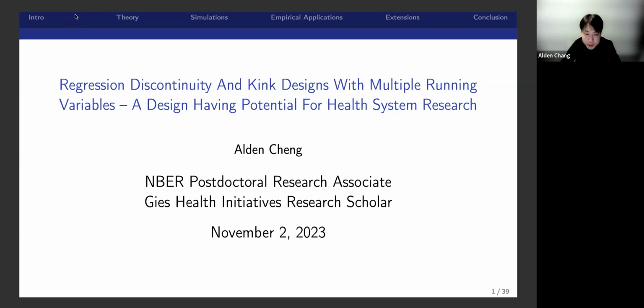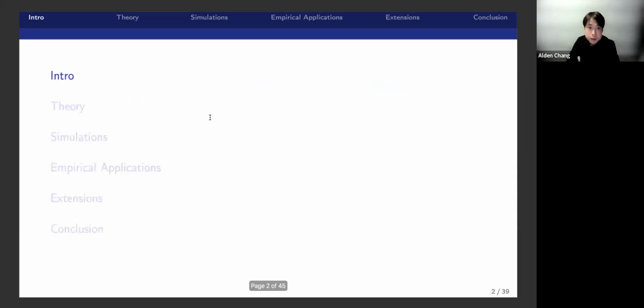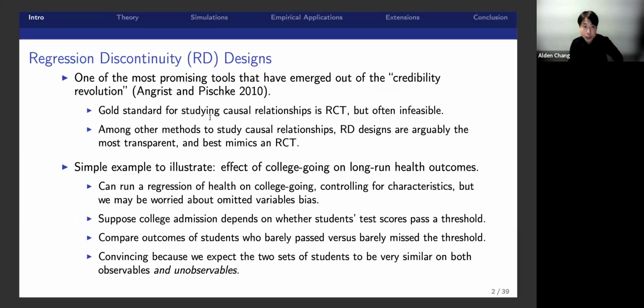Specifically, I'm going to talk about an empirical method that holds great promise in health research, but that has arguably been underutilized: multi-dimensional regression discontinuity designs. So let me start off by talking about single-dimensional regression discontinuity, or RD designs, to make sure that we are all on the same page. I'll then describe its extension to multiple dimensions, which will be the main topic of this talk.